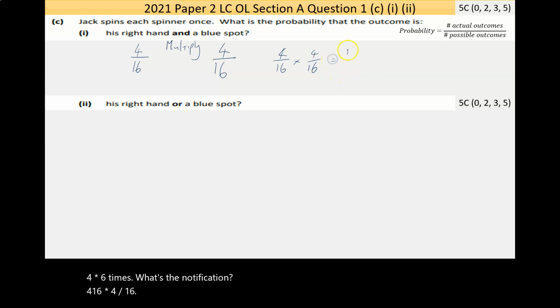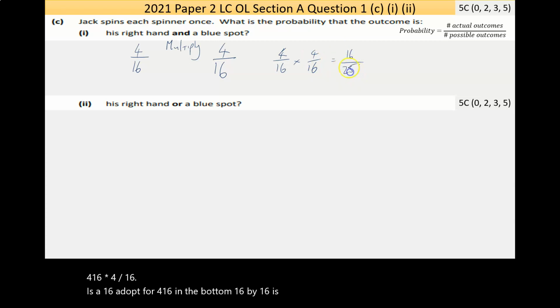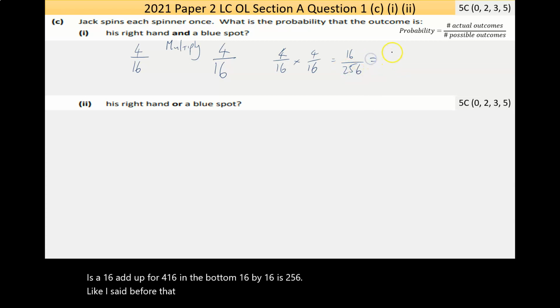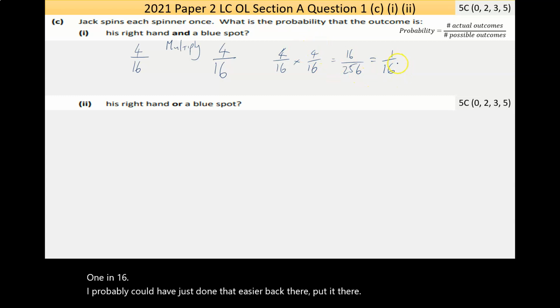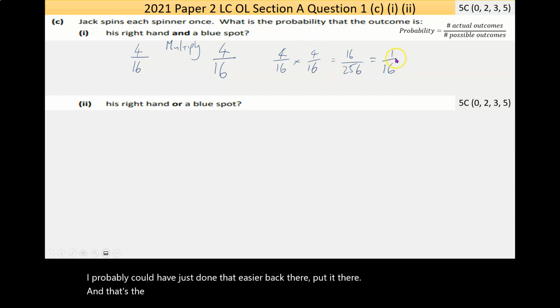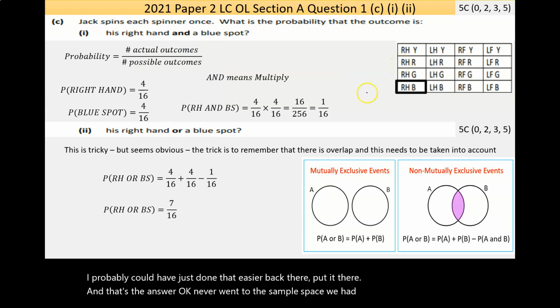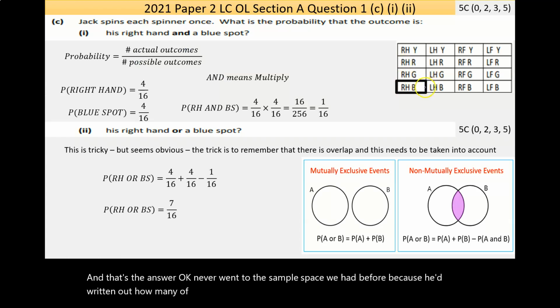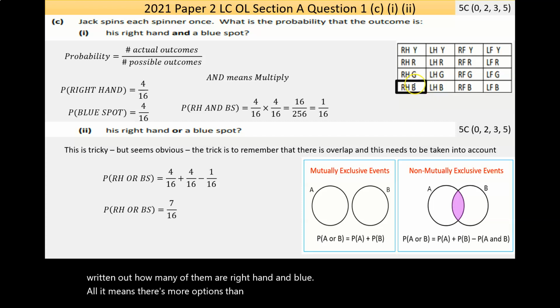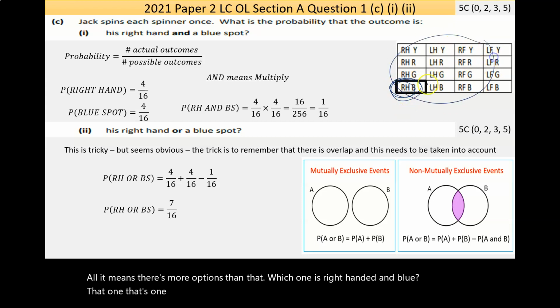is 16 on top and 16 on the bottom. 16 by 16 is 256. I can simplify that down to 1 in 16. I probably could have just done that easier back there, but anyway. And that's the answer. Now if I went to the sample space we had before, if you see it written out, how many of them are right hand and blue? Now, "or" would mean there's more options than that. But which one is right-handed and blue? It's that one. That's one of the 16 options.